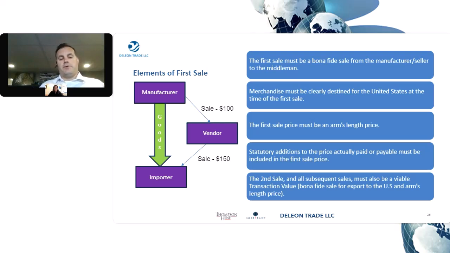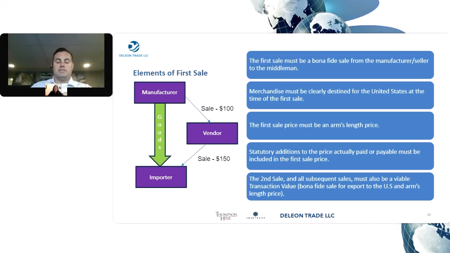Because in this example, when we're talking first sale, the manufacturer sells to the vendor at $100. The vendor then sells to the importer at $150. For customs purposes, if we could substantiate that the sale between the manufacturer and the vendor is a bona fide first sale, then our value at time of entry can be the $100. We're saving $50 of dutiable value in that transaction. But that first sale has to be at an arm's length price if it's related, and it has to be able to meet one of those circumstances of the sale tests that I talked about in the previous slide.